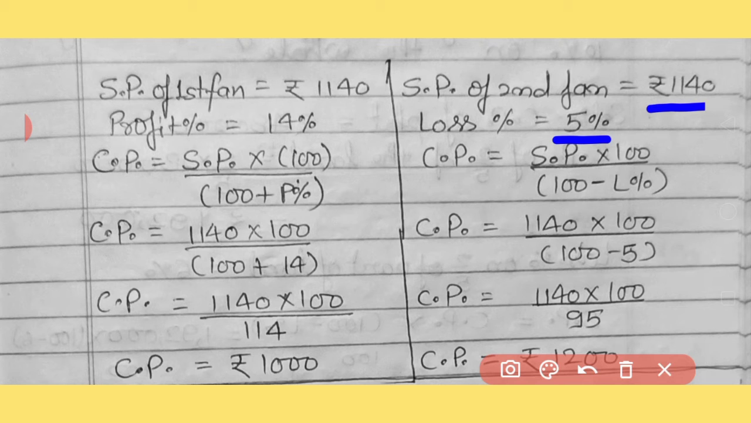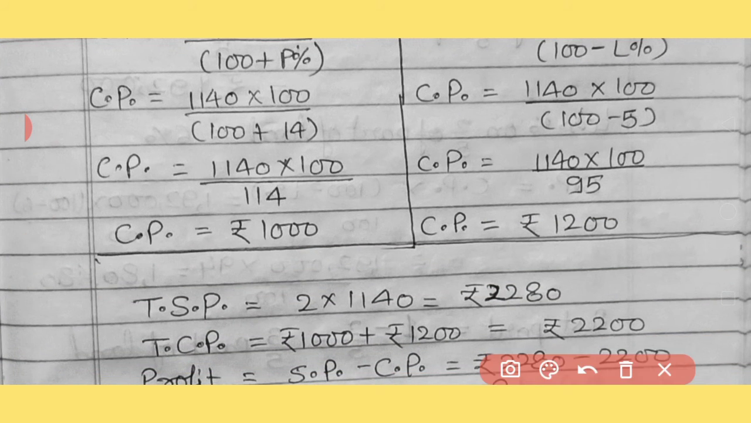So firstly we have to find the CP. When the SP and loss percentage are given, the formula is CP = SP multiplied by 100 upon (100 minus loss percentage). So CP is equal to 1140 multiplied by 100 upon (100 minus 5), which is 1140 multiplied by 100 divided by 95. After the multiplication and division we get the answer 1200 rupees.